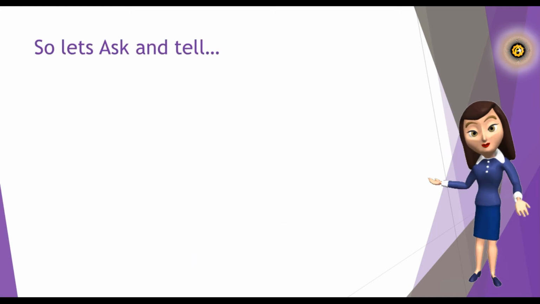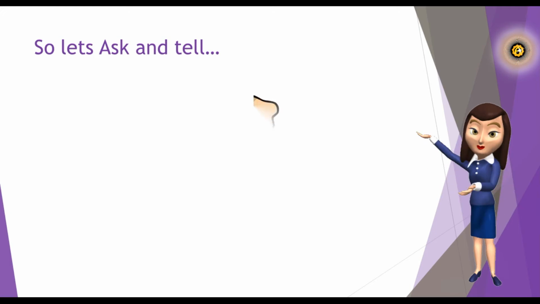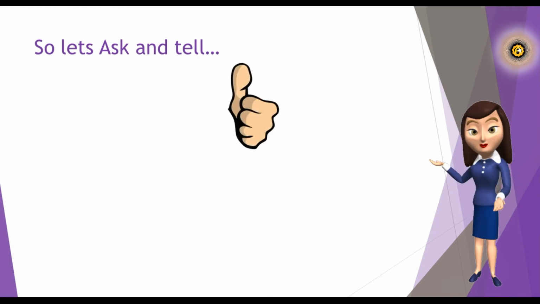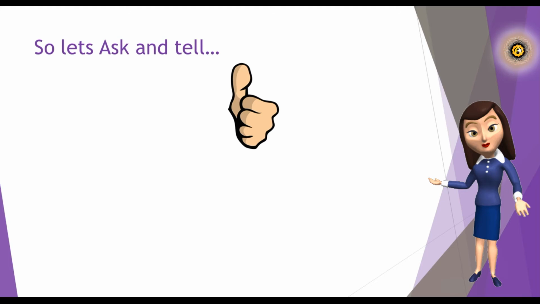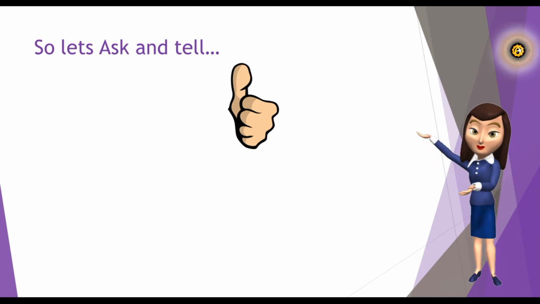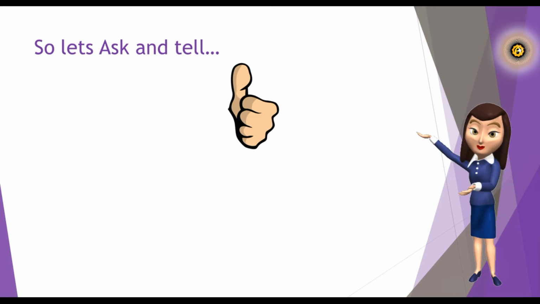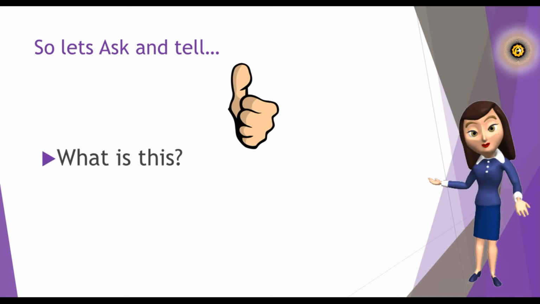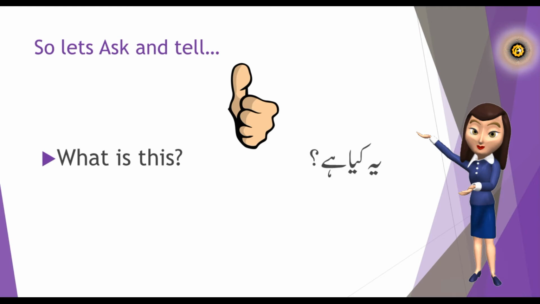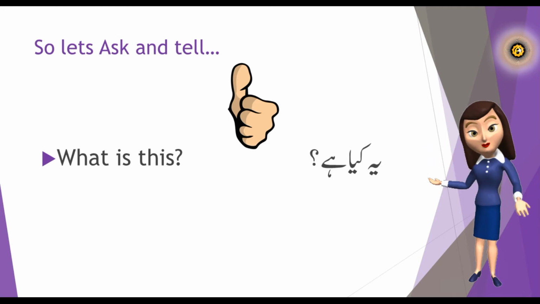So now let's ask and tell. We ask and say, what is this? Now whatever the things you are asking about, right? So you say, what is this? So here in the picture we see thumb, right? So the question about this picture is, what is this? And in Urdu it is, ye kya hai?